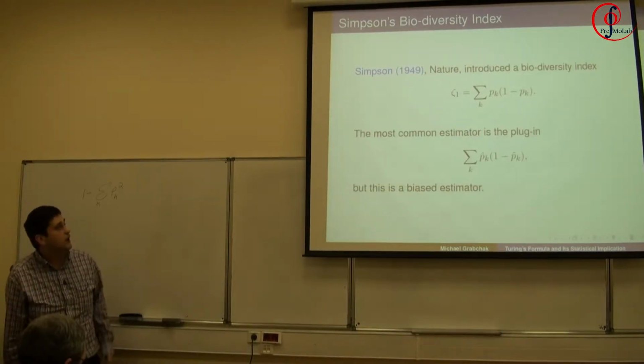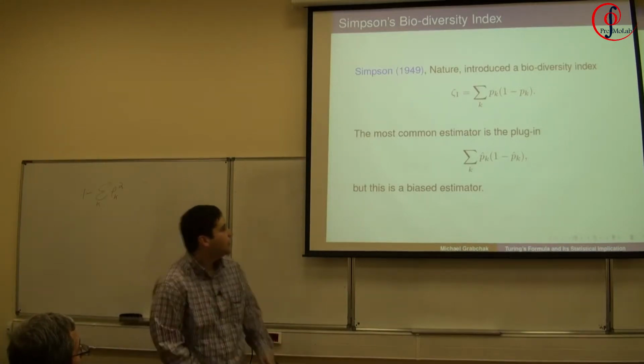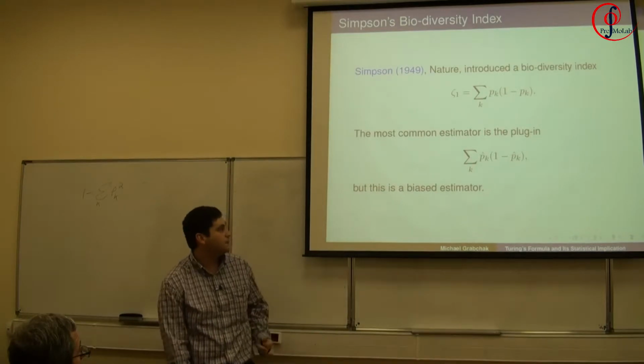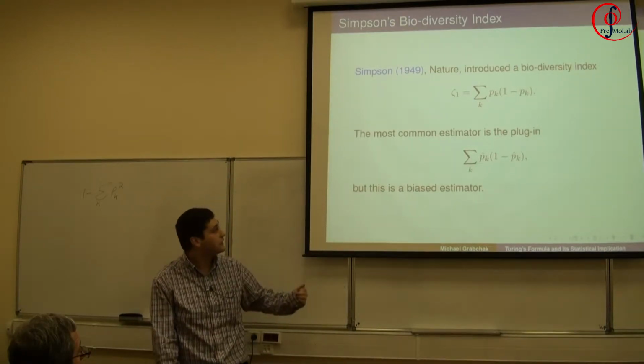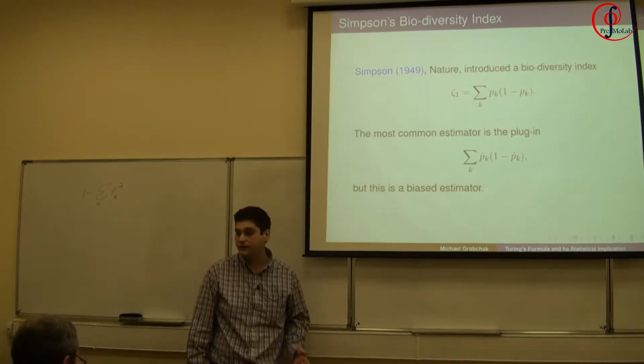And of course, the most common way to estimate this is just a plug-in estimator. We take pk hat times 1 minus pk hat. It's maybe the most natural, the first thing we think of to estimate this thing, but this is a biased estimator.